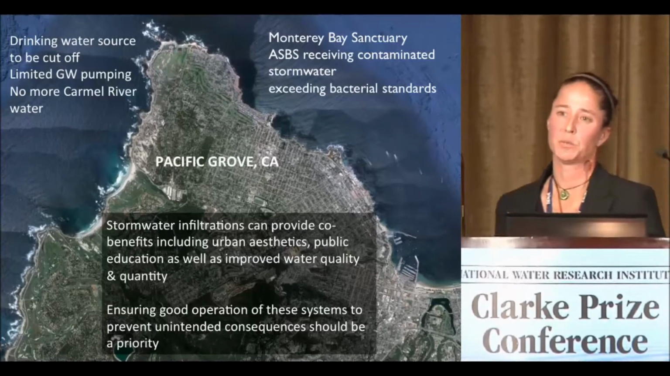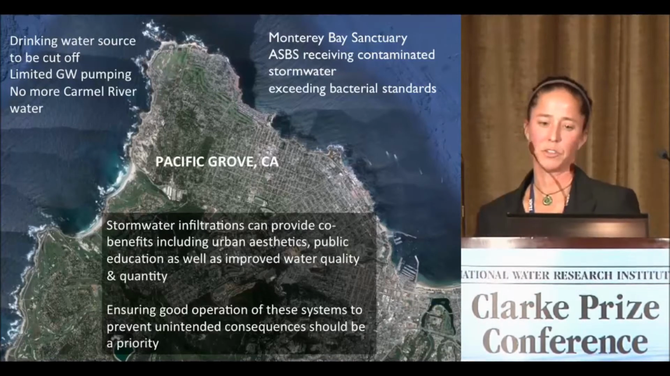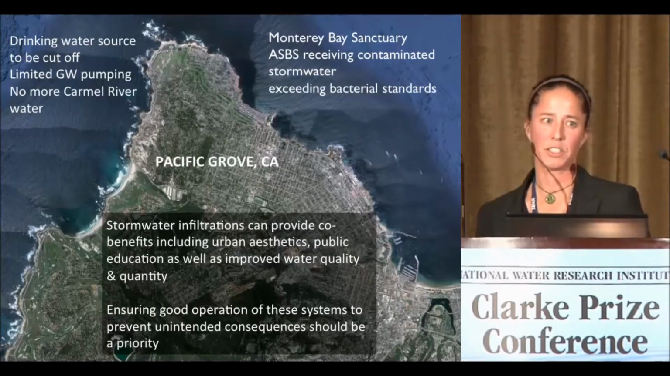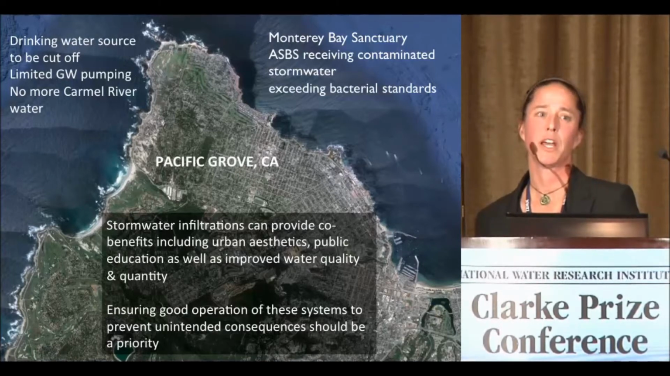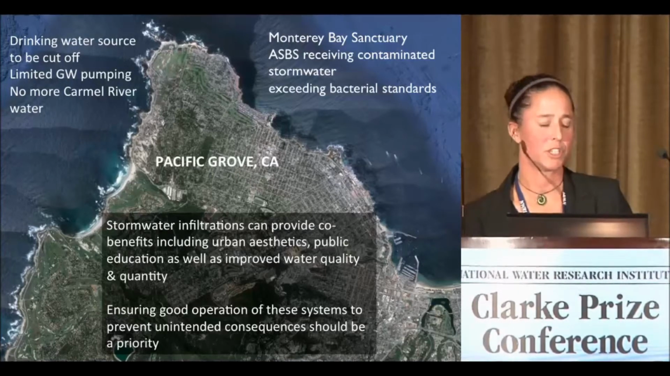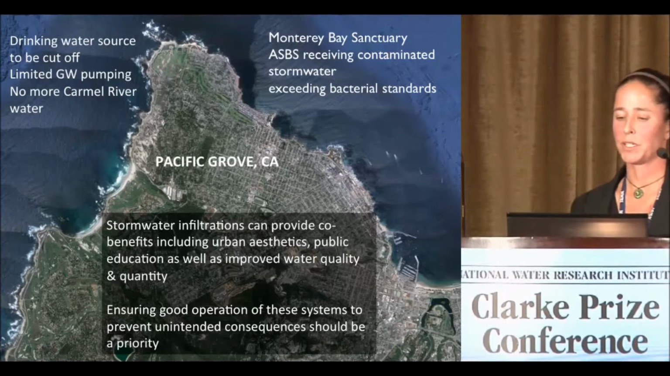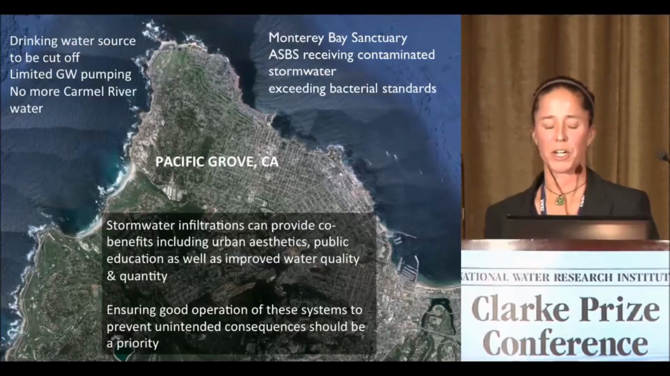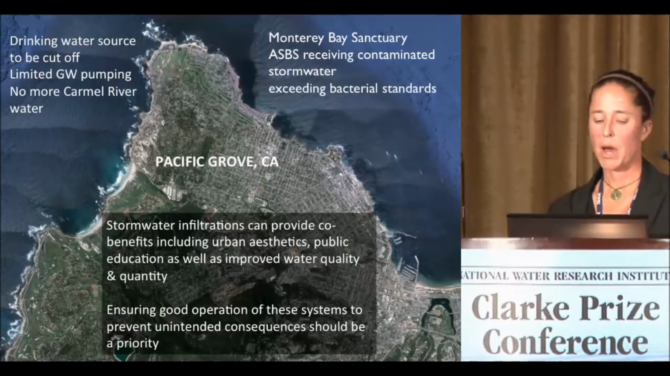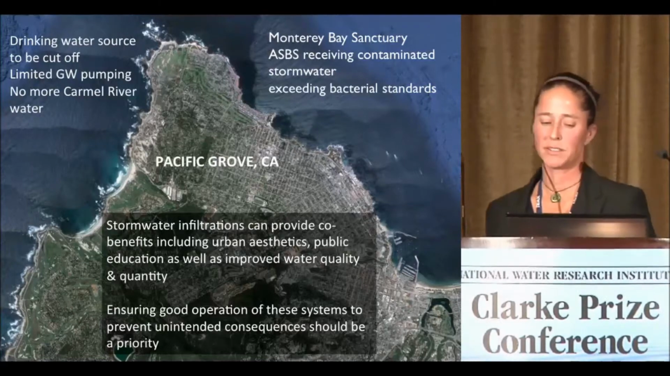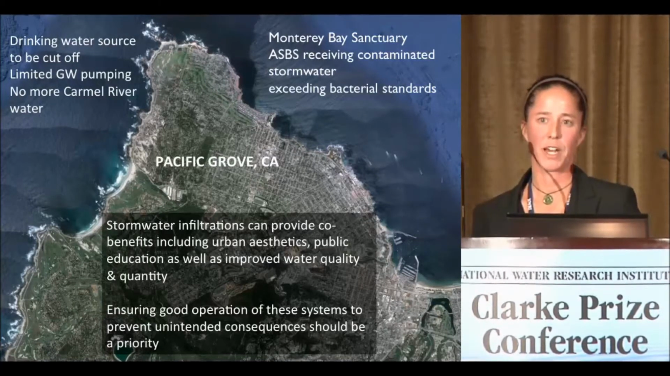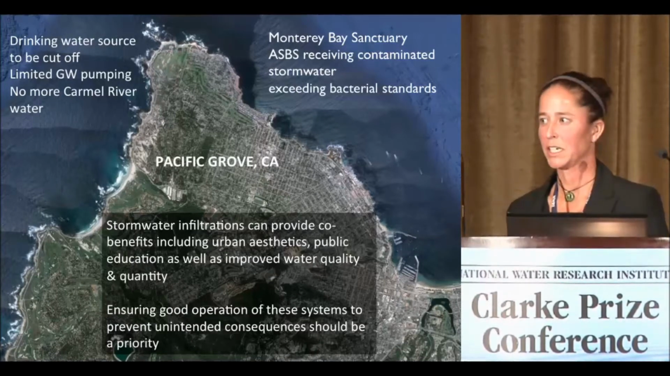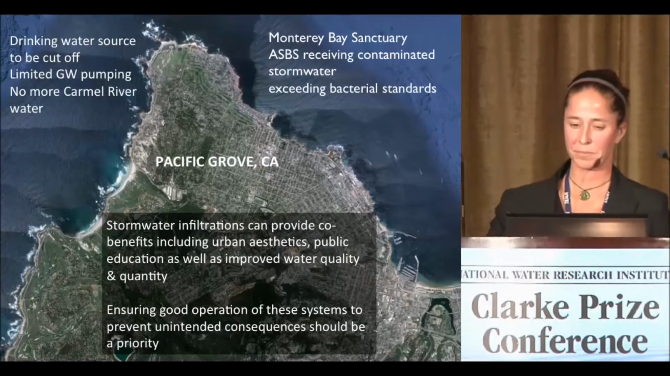So this is a location where it seems like it would make a lot of sense to do stormwater infiltration. It can provide co-benefits in addition to providing a drinking water resource and improving stormwater quality before it's discharged into the ocean. It can provide urban aesthetics and also public education to let people know what's going on with the water and how the water cycle works. However, ensuring good operation of these systems is really important to prevent unintended consequences like contamination of groundwater, and more research is really needed to get to that point.